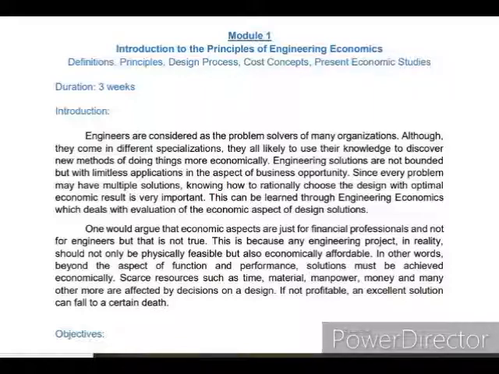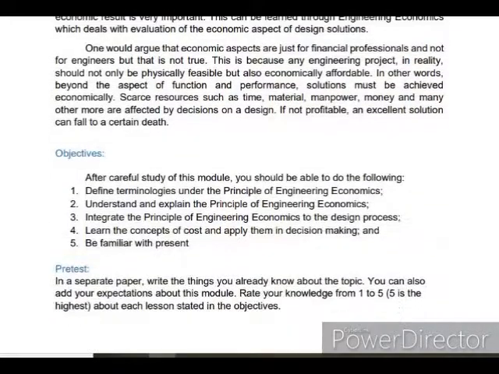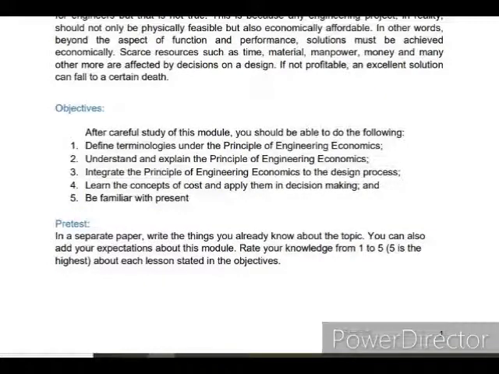Let's go to the objectives. After careful study of this module, you should be able to do the following. 1. Define terminologies under the principles of engineering economics. 2. Understand and explain the principles of engineering economics. 3. Integrate the principles of engineering economics into the design process. 4. Learn the concepts of cost and apply them in decision making. And be familiar with the present business situation, or the present economic situation.